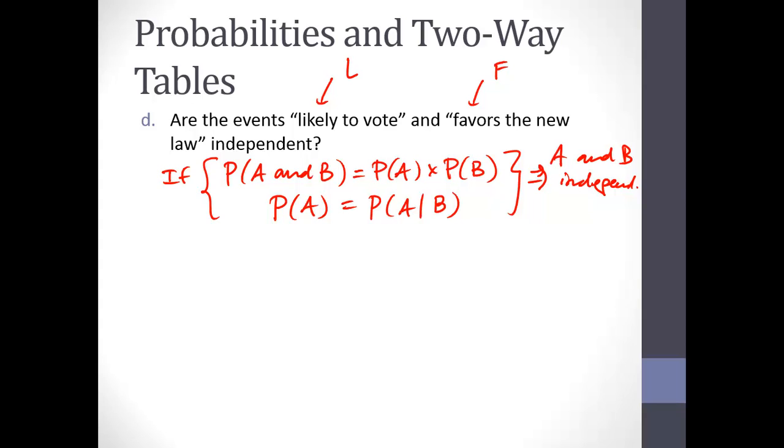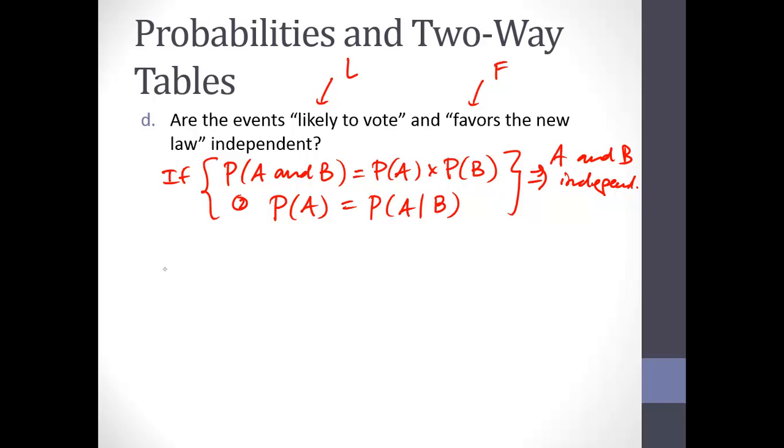So whenever you're asked a question like this, are these two things independent, and we have a two-way table, if you have a lot of information at your disposal, this is how we can mathematically show if two variables are independent, if either one of those things is true. And there's a few ways to do this. So let's start with the second one here.